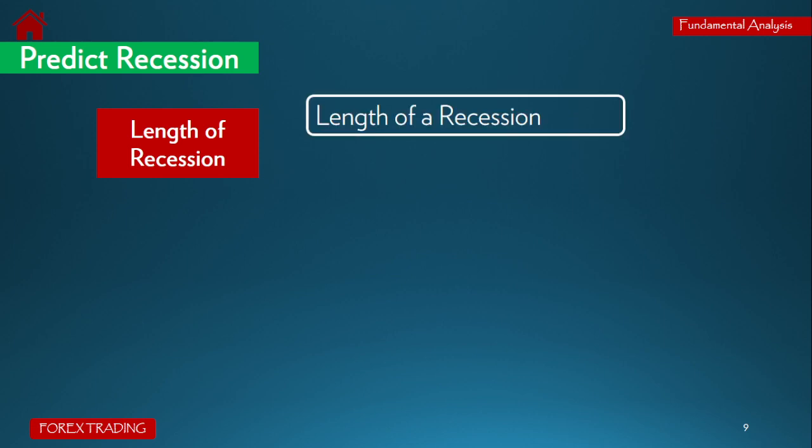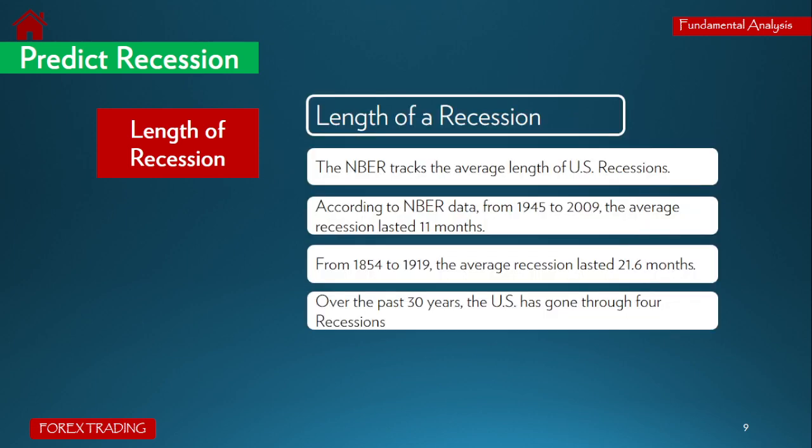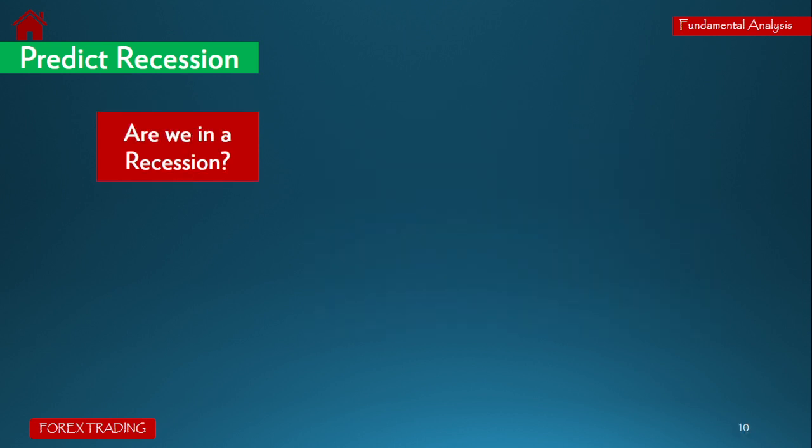And let's talk briefly about the length of a recession. As we said, the NBER tracks the average length of US recessions, and according to NBER data from 1945 till 2009, the average recession lasted 11 months, and from 1854 to 1919, the average recession lasted 21.6 months. Over the past 30 years, the US has gone through 4 recessions.